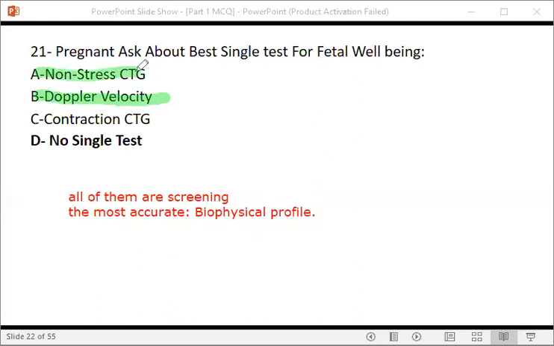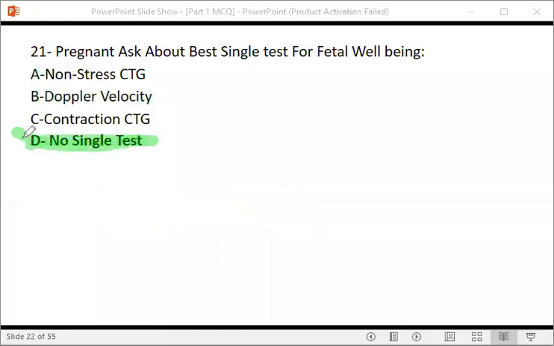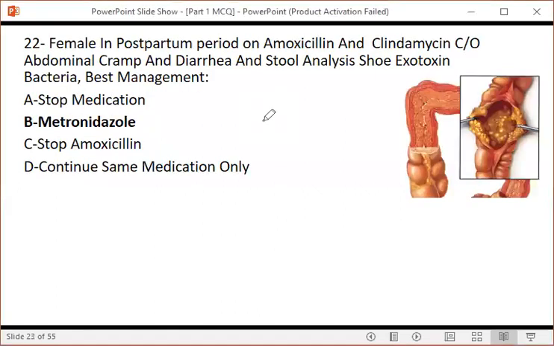Non-stress CTG is not that sensitive, not that specific, but it's a good screening tool. Contraction CTG was used in the past, either by nipple stimulation or oxytocin, to see if the patient can go for normal vaginal delivery. Anyway, from those I will pick no single test, and I will send her the correct answer here. Okay, so let's go to the next.